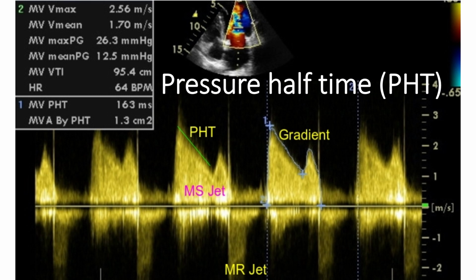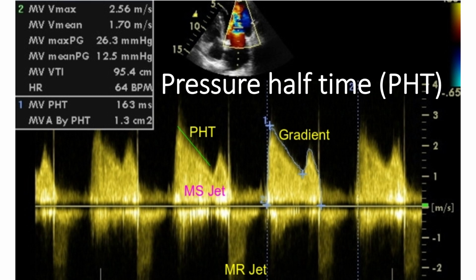square centimeters. Smith and colleagues have shown that both two-dimensional planimetry and pressure half-time methods give good estimate of mitral valve area non-invasively. They found that pressure half-time method is superior to two-dimensional planimetry to assess mitral valve area in those who have undergone mitral commissurotomy.